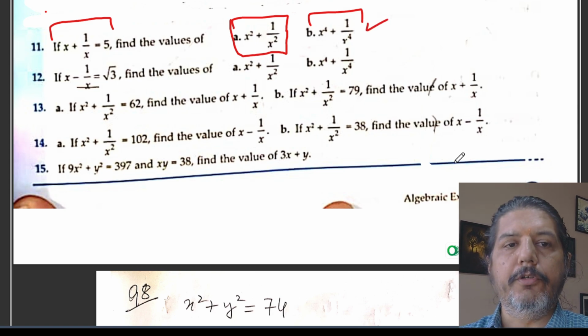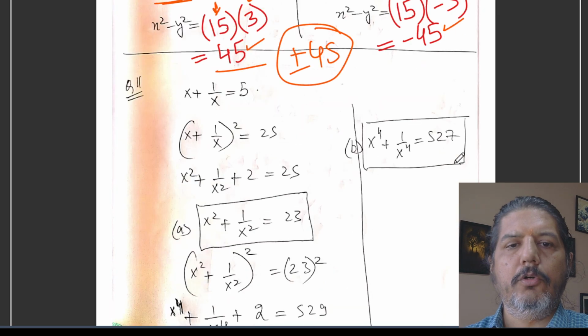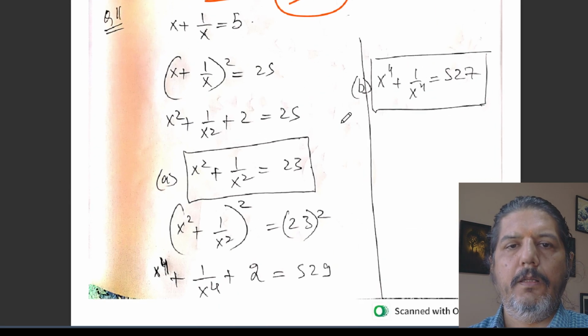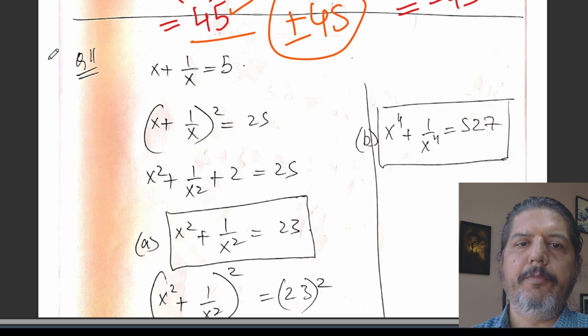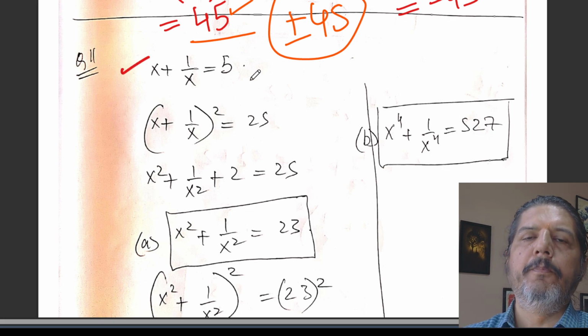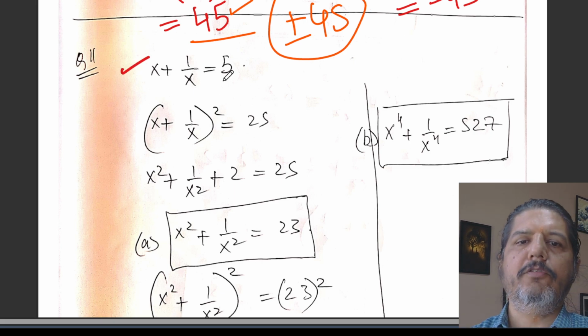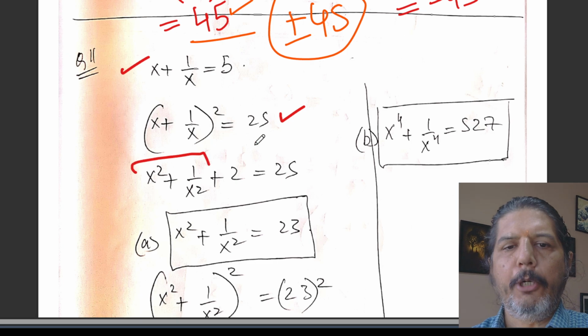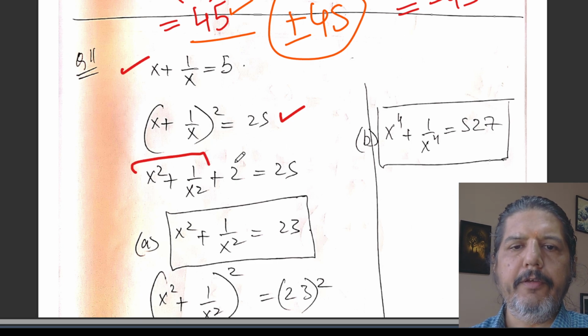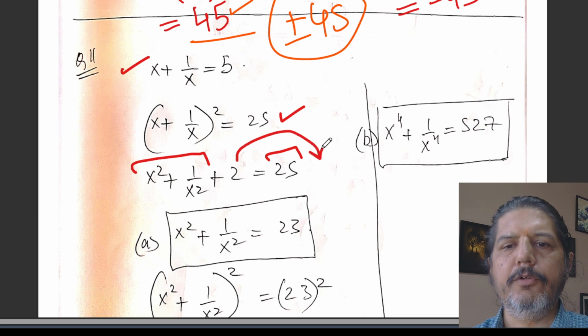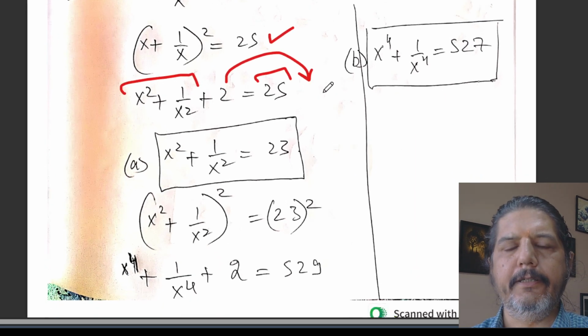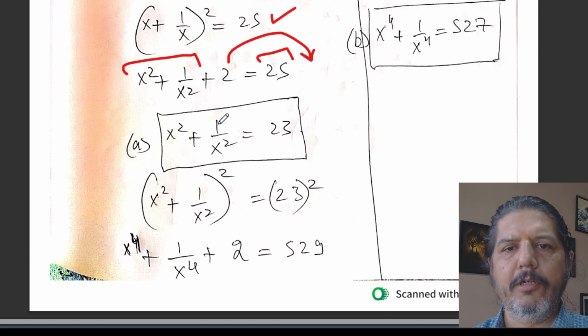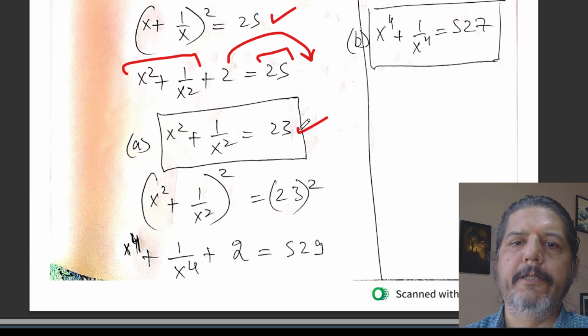So let's start. Question number 11. I'm given the value of x plus 1 upon x is equal to 5. So x plus 1 upon x whole square would be equal to 25. x square plus 1 upon x square would be equal to 25 minus 2. Why minus 2? Because this 2 will come on the right hand side. So the value of x square plus 1 upon x square would be equal to 23.